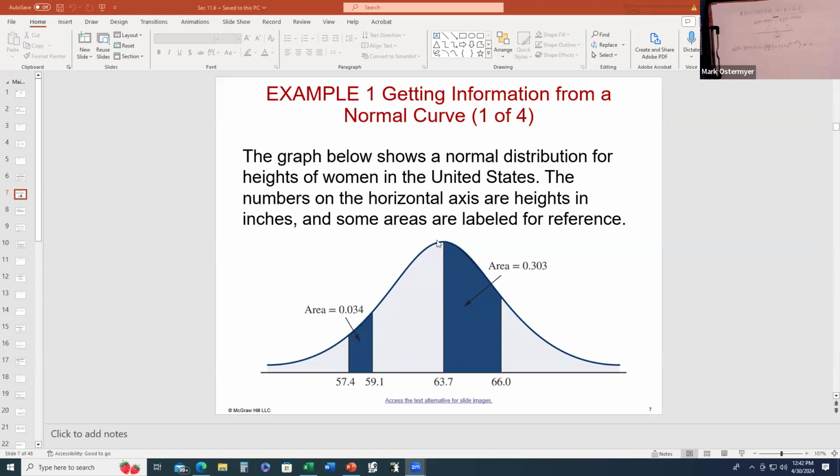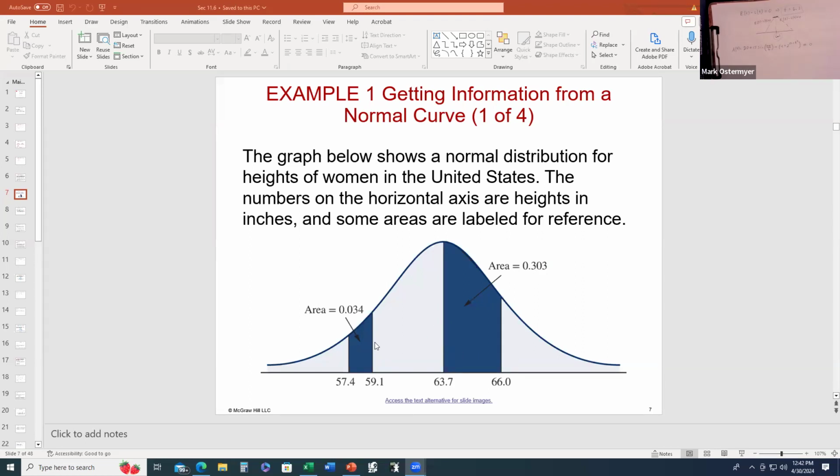You see this normal distribution here represents all the heights of women in the United States. So the average height of all women in this country is 63.7 inches, which if you divide that by 12 inches per foot, it gives you something a little bit more than 5 feet, okay? 3.4% of all women have heights between 57.4 and 59.1 inches. About 30.3% of all women's heights lie between 63.7 inches and 66 inches.